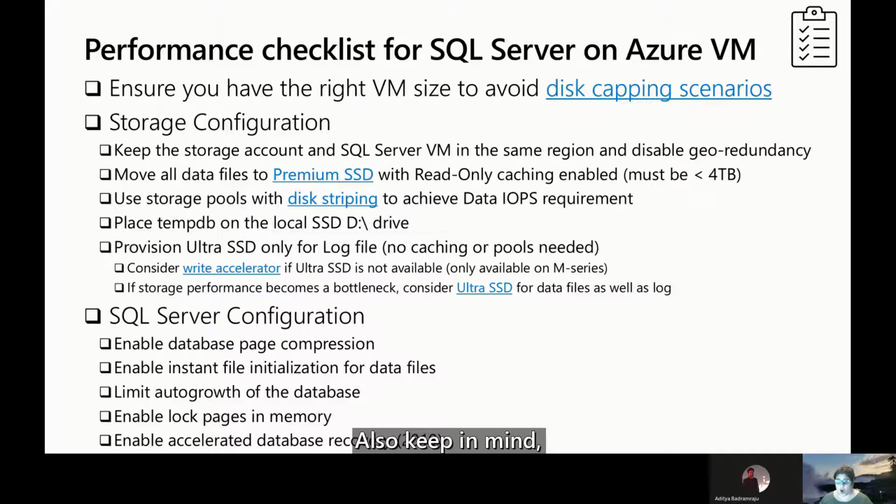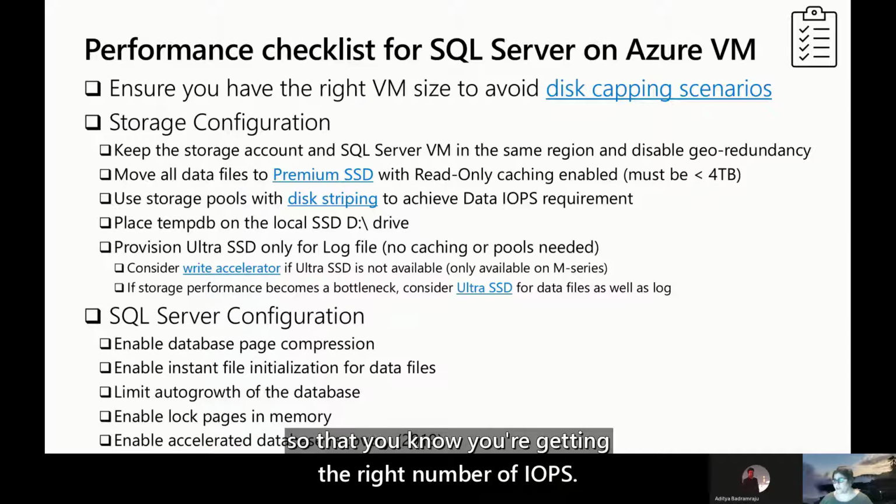Also keep in mind, if you add drives later, you need to recreate the storage pool if you want to actually add IOPS and throughput. Otherwise, you're only adding additional capacity because that column count is fixed. You cannot change the column count after the storage pool has been created. So try to do as much of this up front as you can. Make sure you're doing good monitoring so that you know you're getting the right number of IOPS.